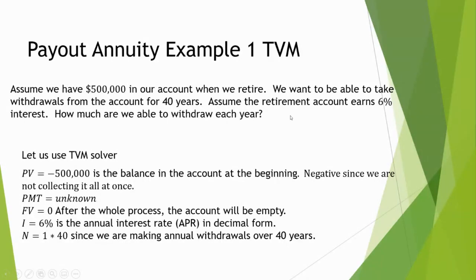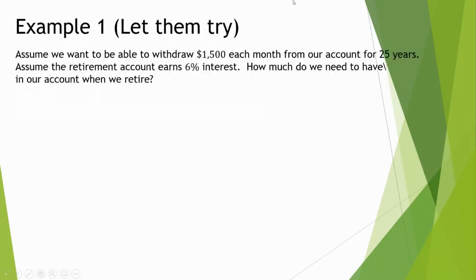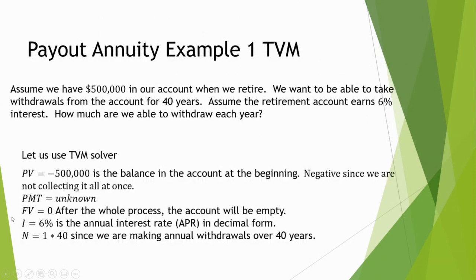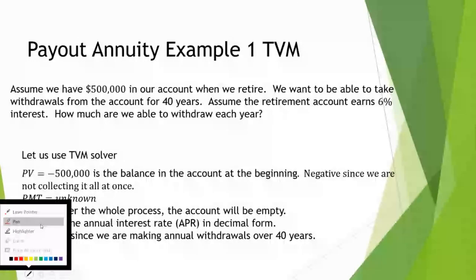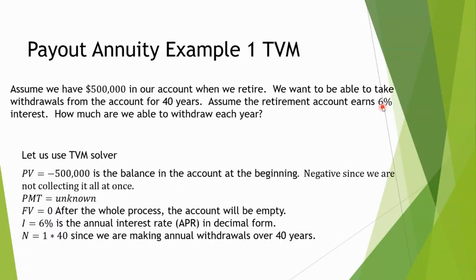I is 6%, because the account there was 6%. Let me just double check. Here we go. This is going on for 40 years, and we're making one withdrawal a year. In other words, little n times t, 1 times 40 is 40.